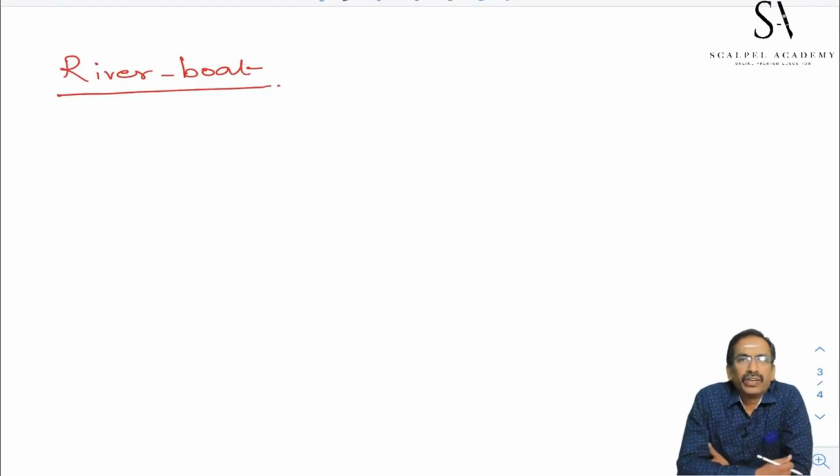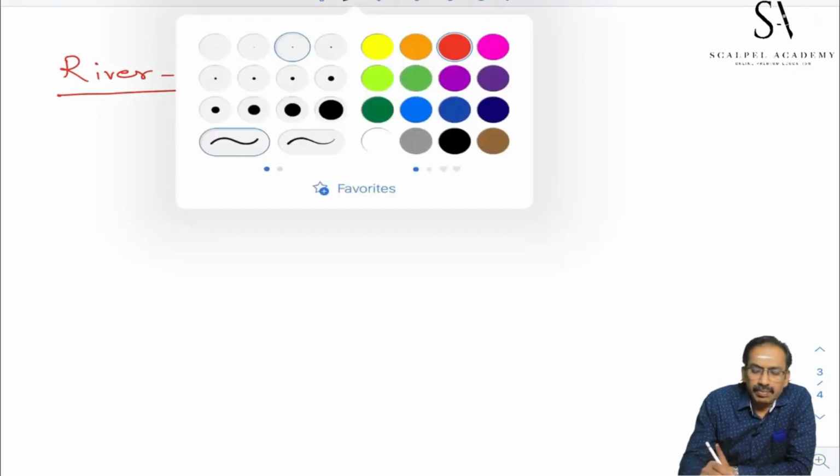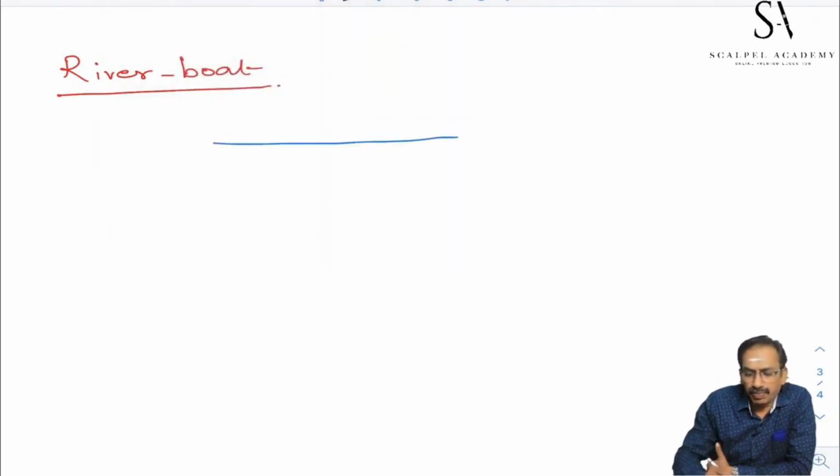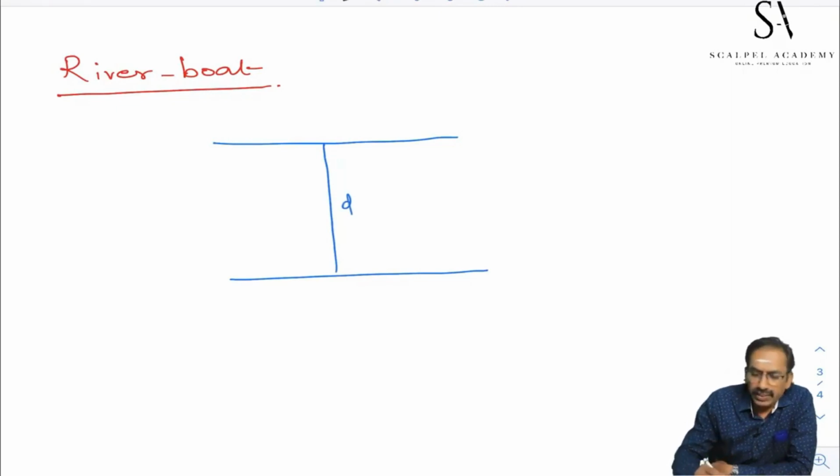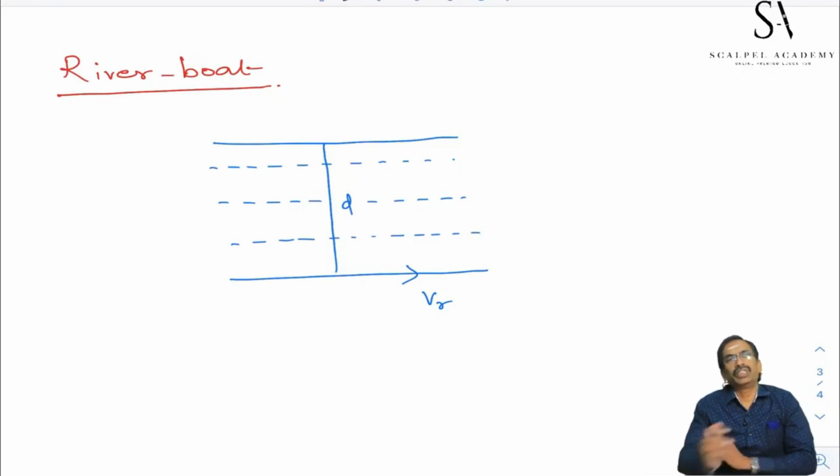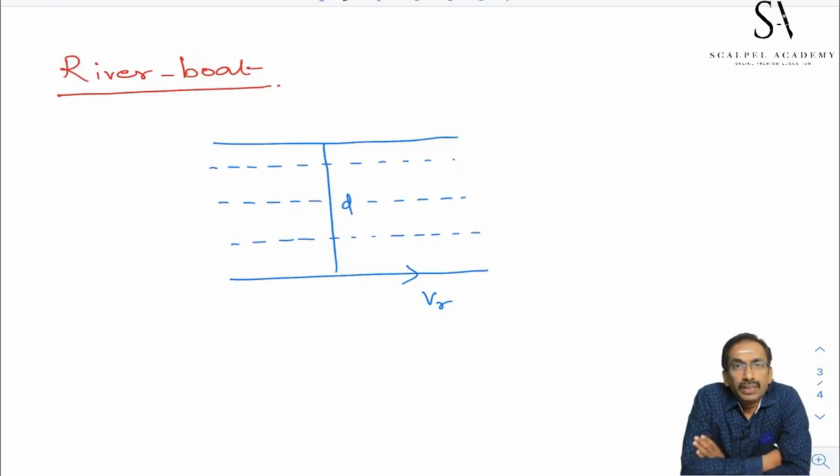A boat is going to cross a river of width d. D is the width of the river. The river is flowing with a velocity Vr. Water is flowing with a velocity Vr from left to right. The direction in which water flows is called downstream. Against the flow of water, the direction is called upstream.